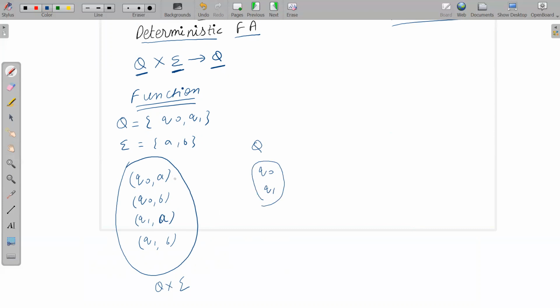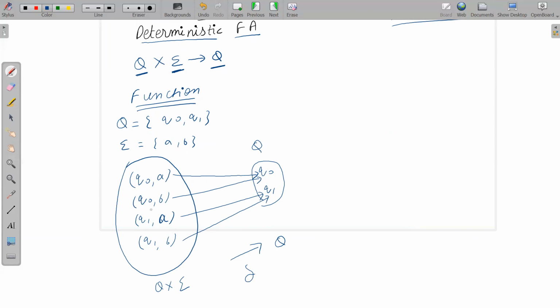Now I will define a function. Q naught comma A goes to Q naught. I'm just doing a mapping. Q naught comma B is again Q naught. Q1 comma A is Q1. Q1 comma B is Q1. I can define all these things like this. So Q cross sigma to Q is a function, that is delta for DFA.